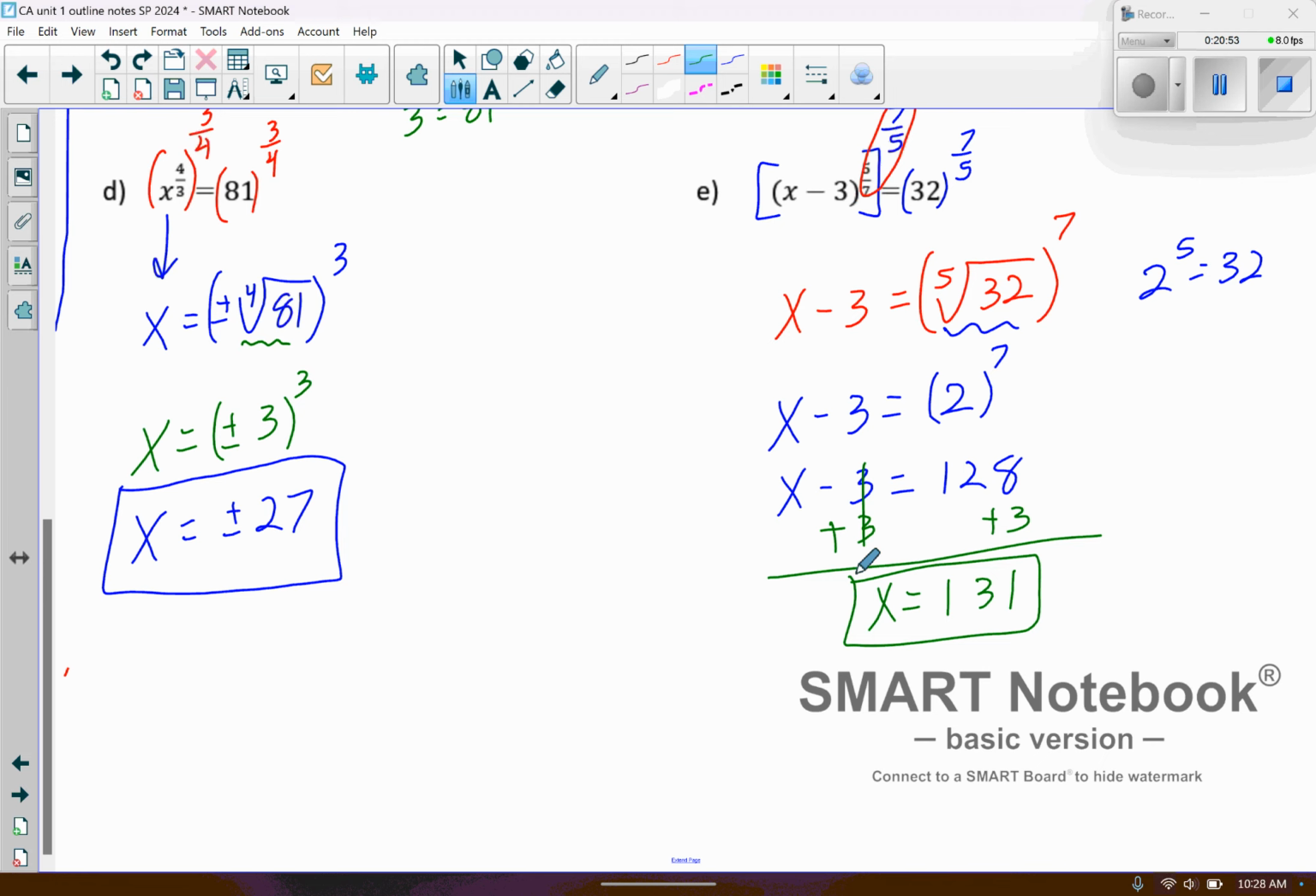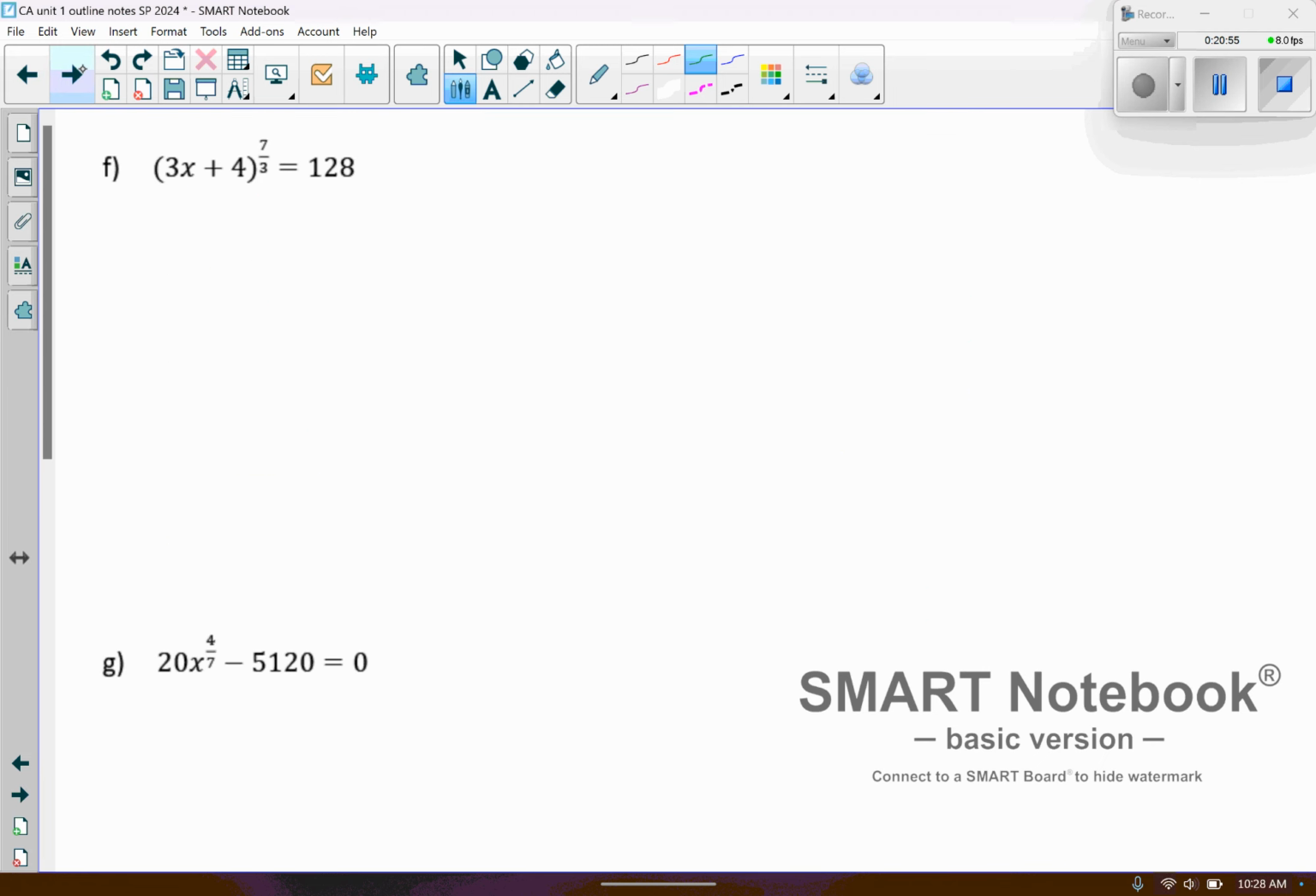All right, I have one more slide, a couple more examples here. So once again, my example F is kind of like the last one. I got a little bit more going on inside those parentheses, but before I can address that, I have to get rid of this power, the 7/3. So I'm going to raise it to 3 over 7. Then I have to do the same thing over here, 3 over 7. And so this will basically nullify each other. So then I'm just left with 3x plus 4 on the left side.